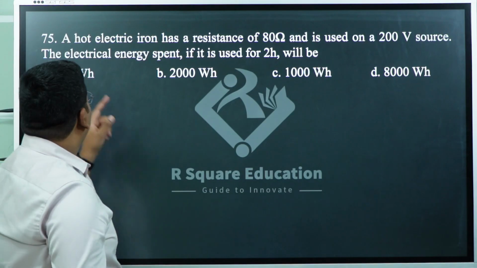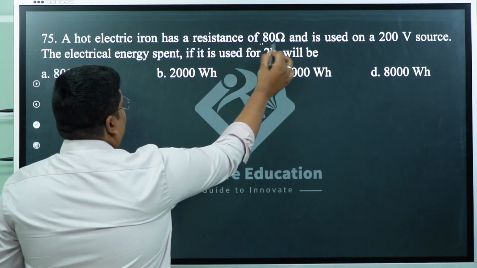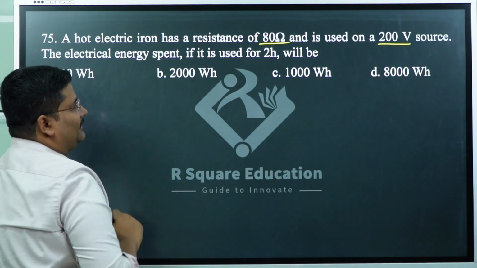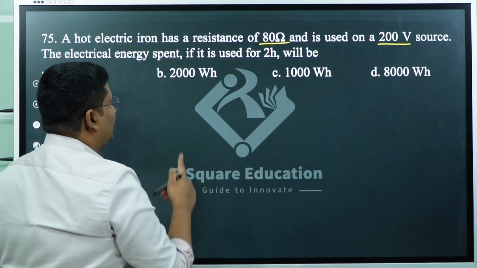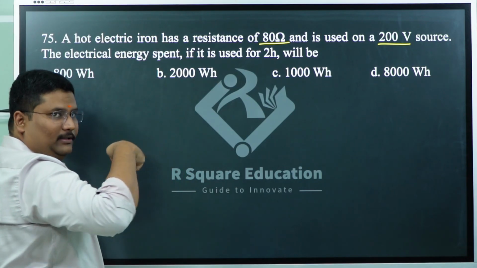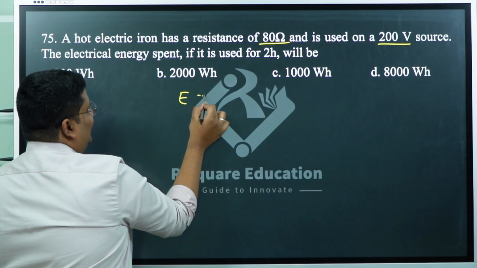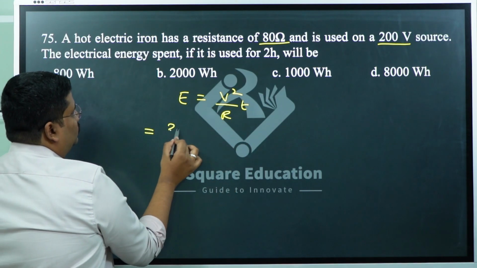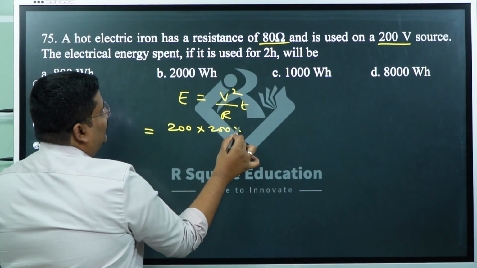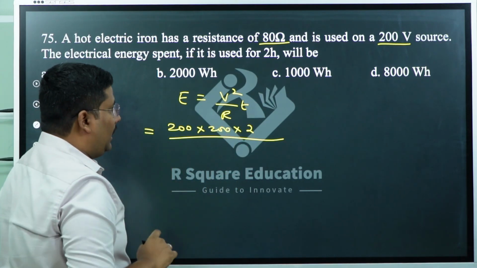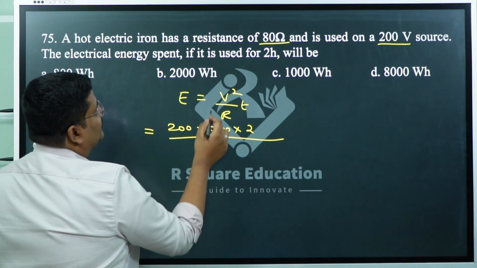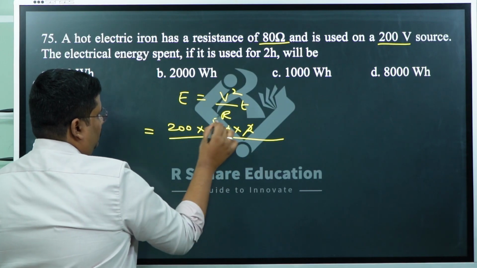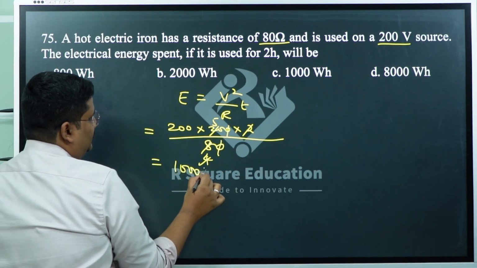See this question. A hot electric iron has a resistance of 80 ohms and is used on 200 volt source. The electrical energy spent if it is used for 2 hours. So we know pretty well potential, resistance and voltage with respect to time. So obviously the energy can be written like V square by R into T, where V square is going to be 200 into 200 and time is going to be, because the options are in hours only, so watt hours, so we can take it as it is, and R is going to be 80. So it's going to be 1000 watt hours.